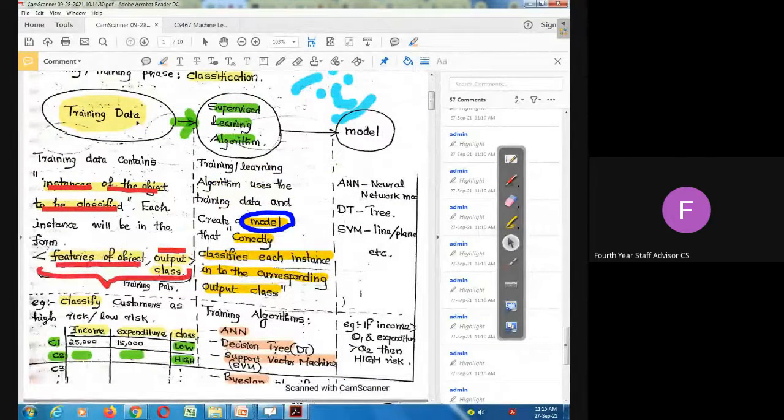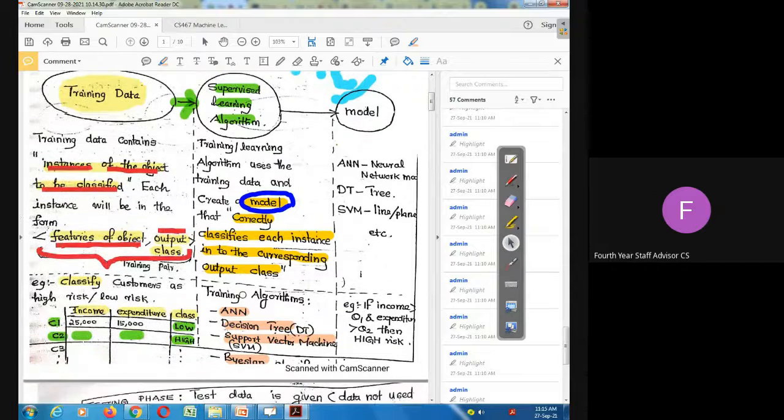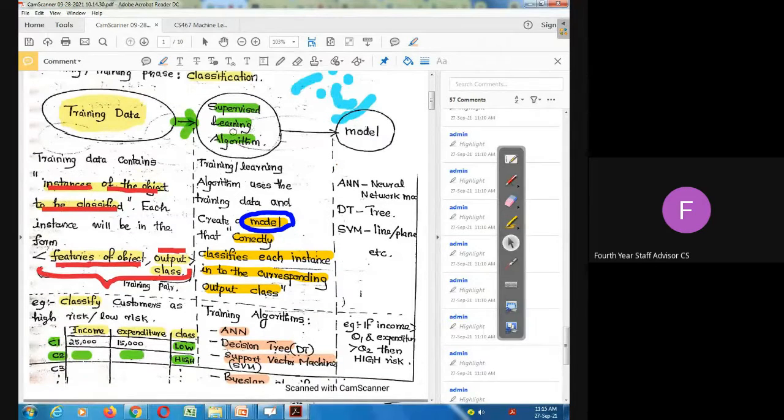We will give the training data to the supervised learning algorithm, and it will create a model. That model correctly classifies each instance into the corresponding output class. Which are the different training algorithms? Neural network related training algorithms, for example backpropagation, the perceptron learning algorithm, etc. Decision tree learning algorithm is there. Support vector machine learning algorithm is there. Bayesian classifier learning algorithm is there, etc. So this is about the supervised learning algorithm.